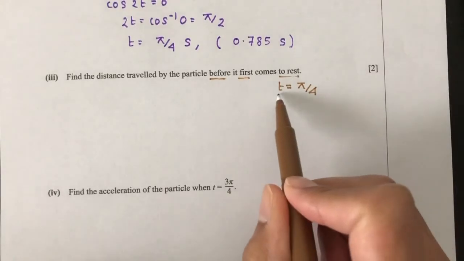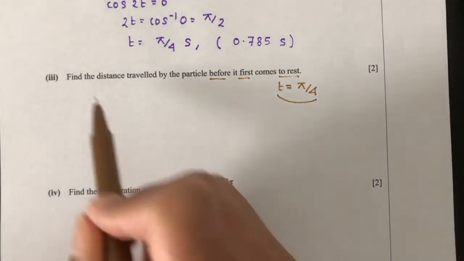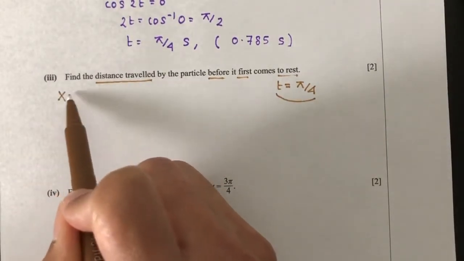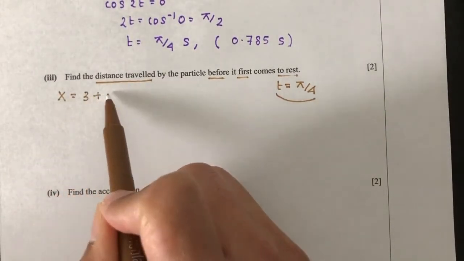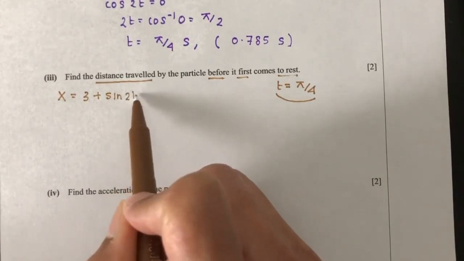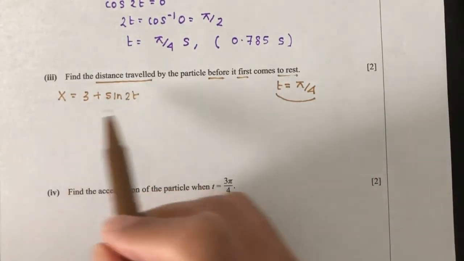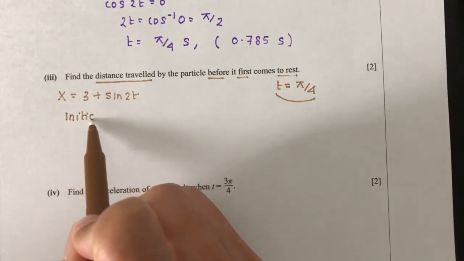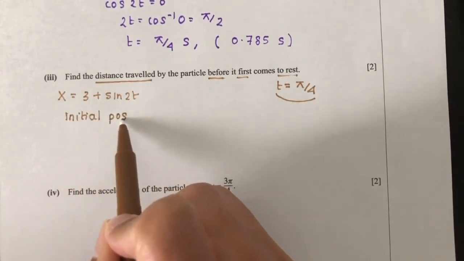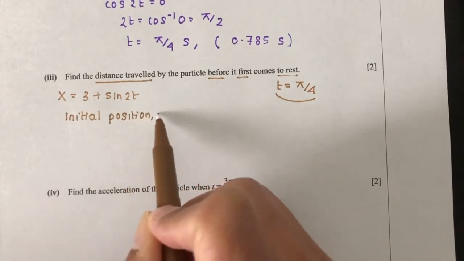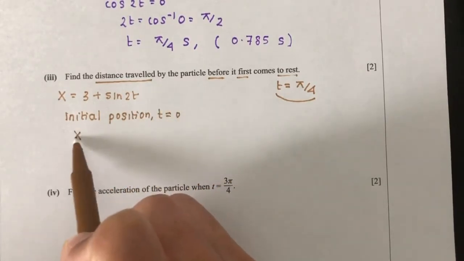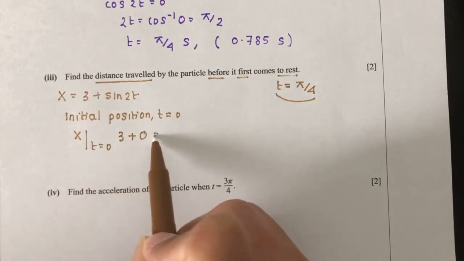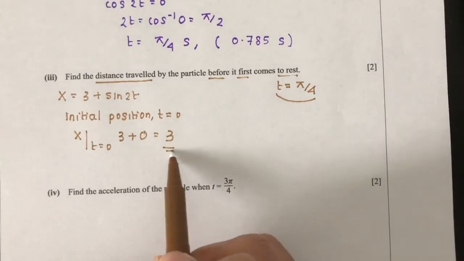Okay, that's the first time it comes to rest. Now we want to find the distance traveled, not the displacement. We know x, the displacement, is equal to 3 plus sine 2t. So to find the displacement between those two times, we have to know the initial position. Initial position is when time is equal to 0. x when time is 0 will be 3 plus 0, and that is 3. That is the initial position.